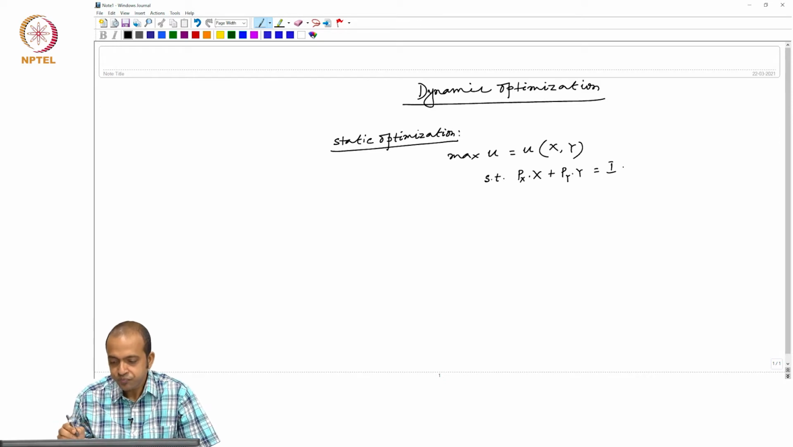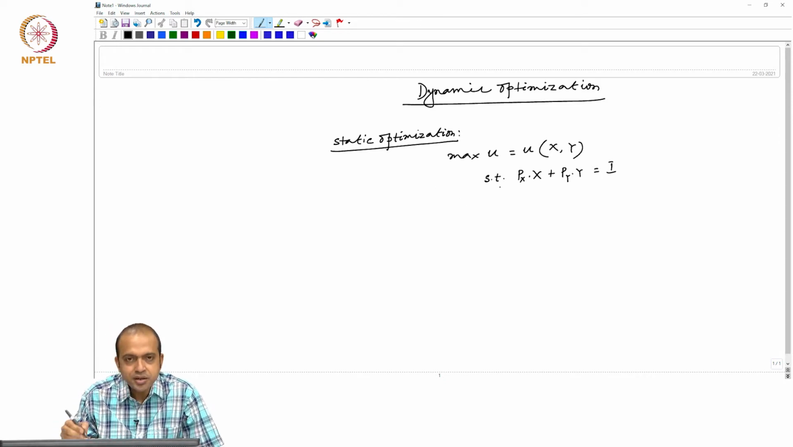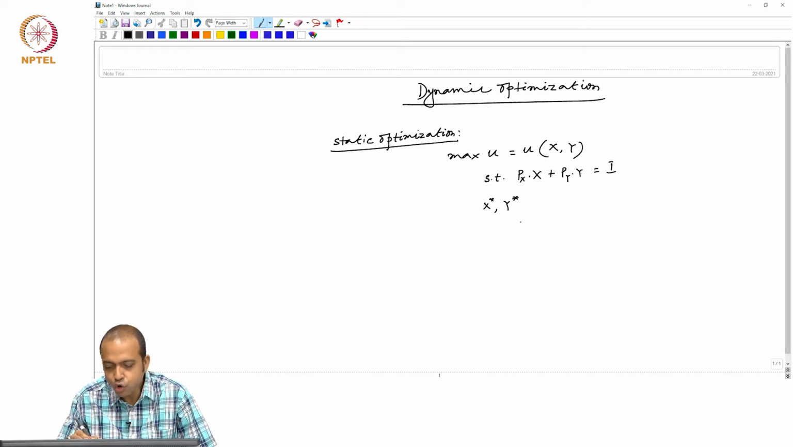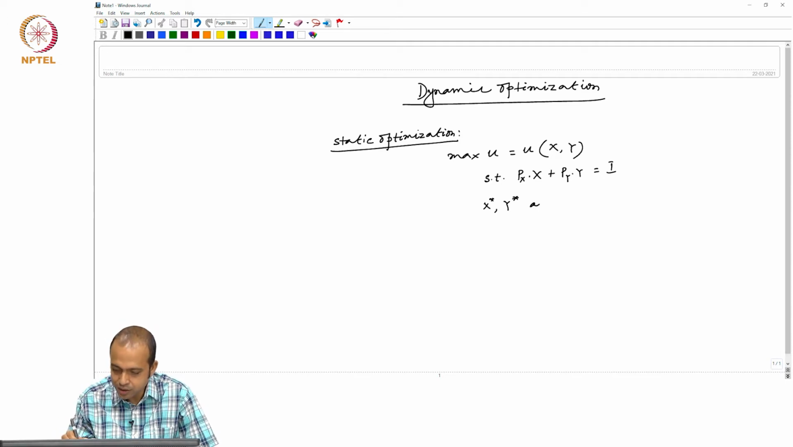So, here you are basically trying to maximize your utility at one point of time, and you will get ultimately your x star and y star. These are the optimum consumption of x and y at a specific time period.